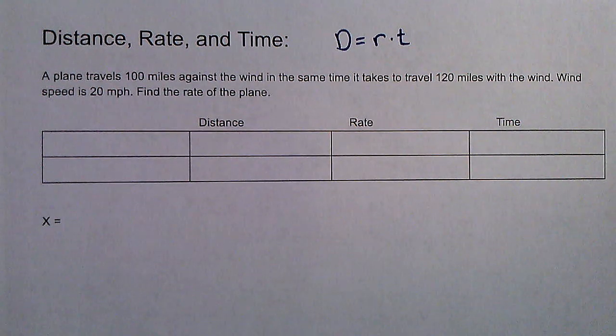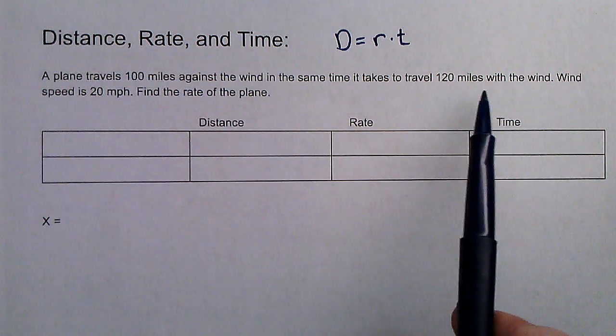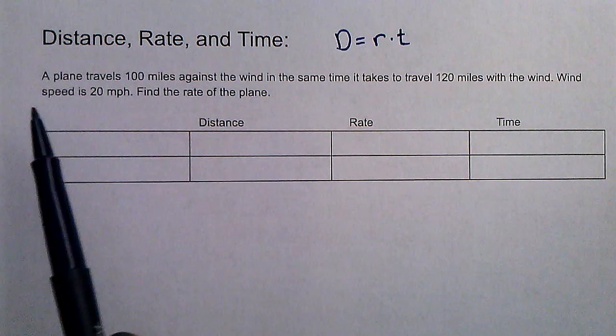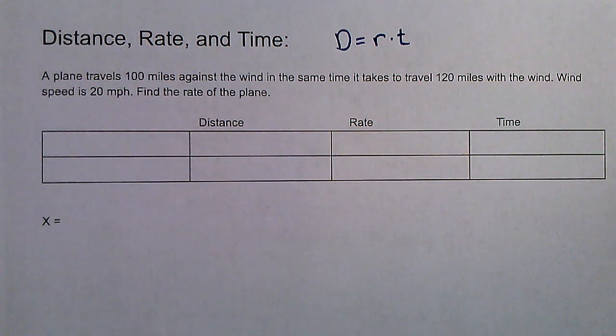So we are going to talk about a plane in this one. A plane travels 100 miles against the wind in the same time it takes to travel 120 miles with the wind. Wind speed is 20 miles per hour. Find the rate of the plane. So to me, it sounds like our plane is going in two directions.